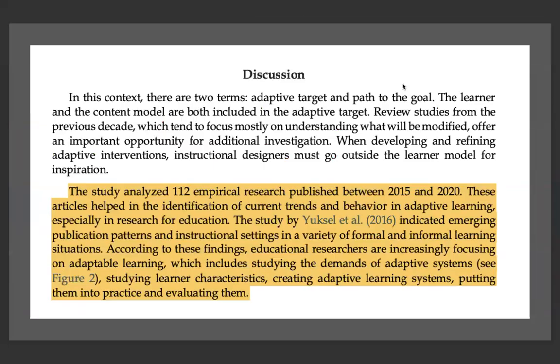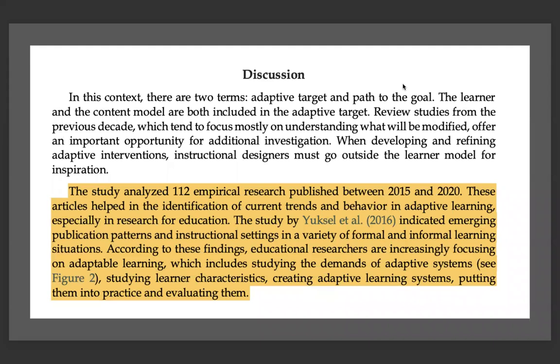Discussion: The study analyzed 112 empirical research articles published between 2015 and 2020. These articles helped in the identification of current trends and behavior in adaptive learning, especially in research for education. The study by Yaxel et al. indicated emerging publication patterns and instructional settings in a variety of formal and informal learning situations.